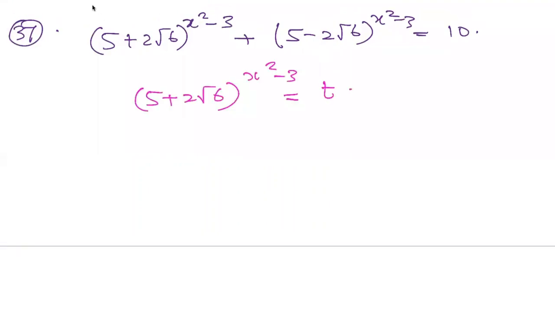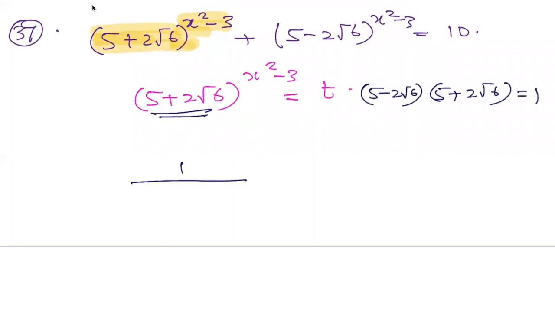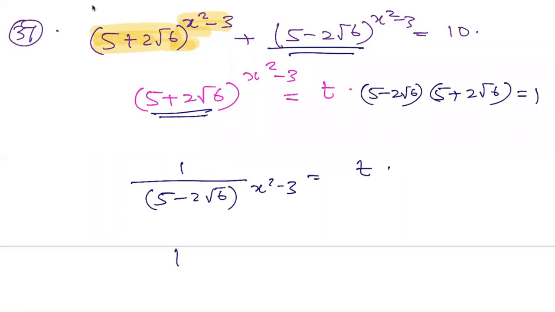What we are doing, this is the given first, right? I took this as t. Notice that the reciprocal of this is, because we know that 5 plus 2 root 6 into 5 minus 2 root 6, the value of both is 1. This quantity, if I write it as 1 upon 5 minus 2 root 6, I still have t. So the quantity with minus, the first one I called t, so the second one becomes 1 by t, is equal to 10.